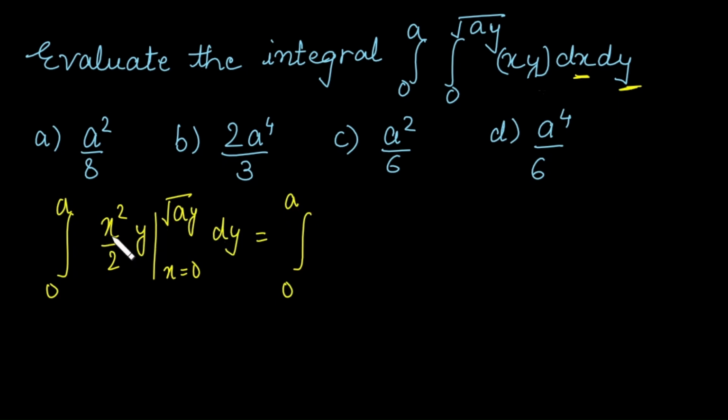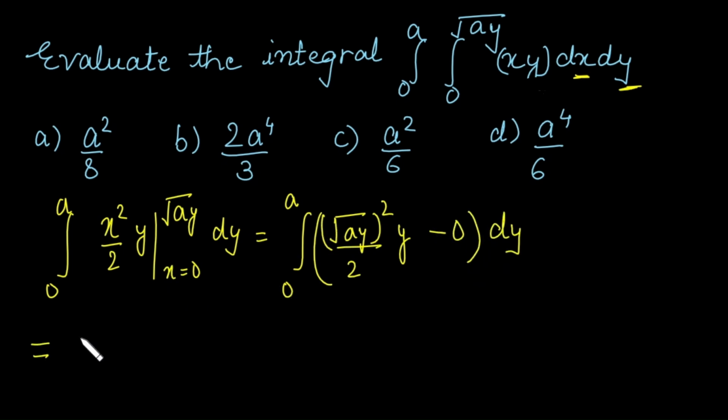Substitute upper limit of x as under root a y, that is this into y as it is, minus lower limit 0. This is equal to 0 to a. This under root gets cancelled with the square. We have a y square by 2 dy.